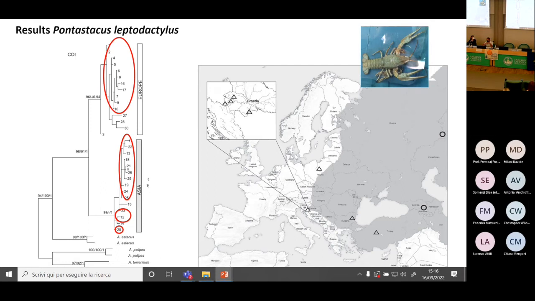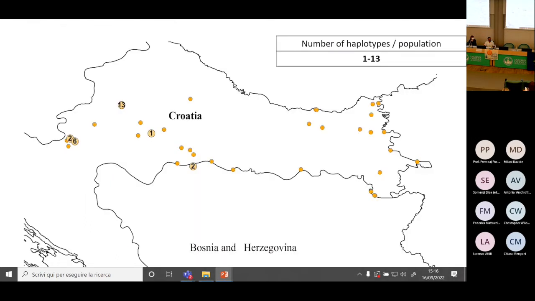So somebody obviously felt pity for them and put them into one artificial lake in one park in Zagreb, and that's where we found them. That's one of those rare occasions when you have an illegal introduction and you can somehow connect it to places and people. This is a map showing the number of haplotypes per population, and as you can see, the number ranges from 1 to 13, and 13 is the number of haplotypes in that one lake where narrow claw crayfish, stocked from the market, originated from Armenia.